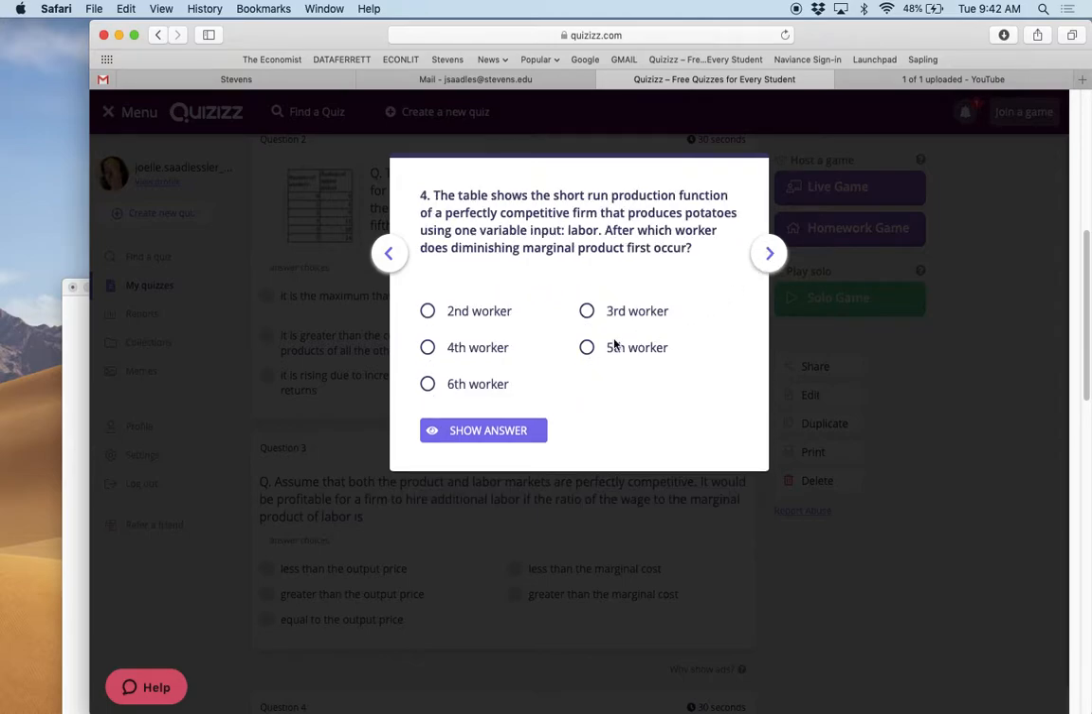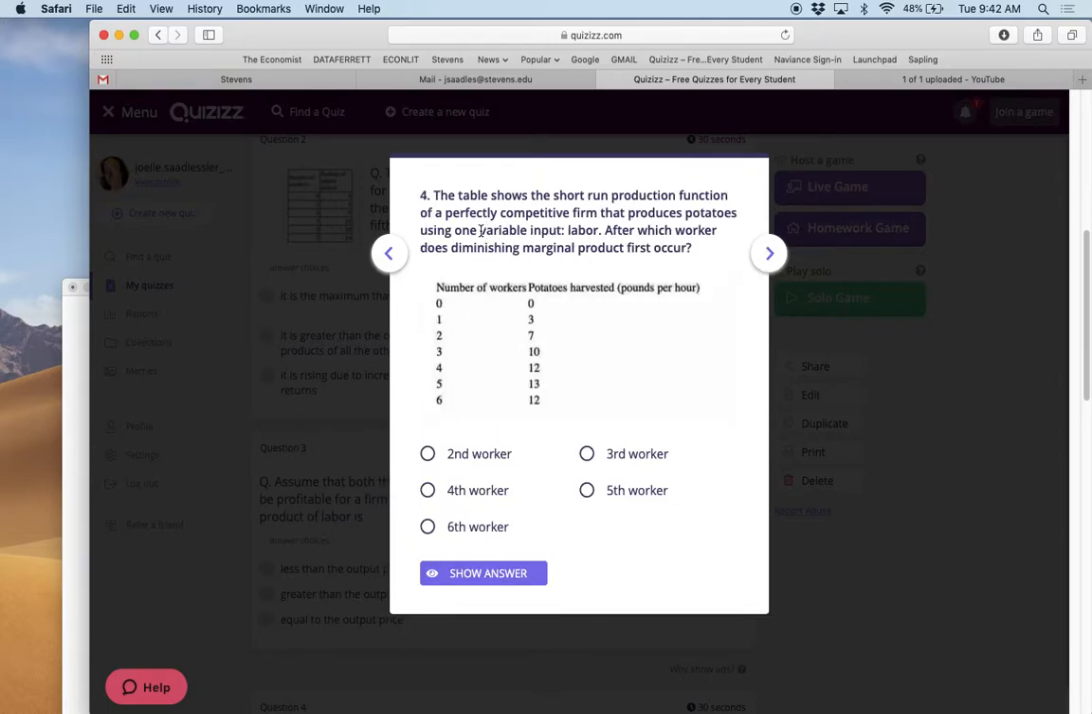The table shows the short-run production function of a perfectly competitive firm that produces potatoes using one variable input, labor. After which worker does diminishing marginal product first occur? Let's see. The first worker adds 3 potatoes. The second worker, 4 potatoes. So the marginal product has actually increased. The third worker, 3 potatoes. So after the second worker, you went from 4 potatoes to 3 potatoes. That's when diminishing marginal product set in with the third worker, which is after the second worker.